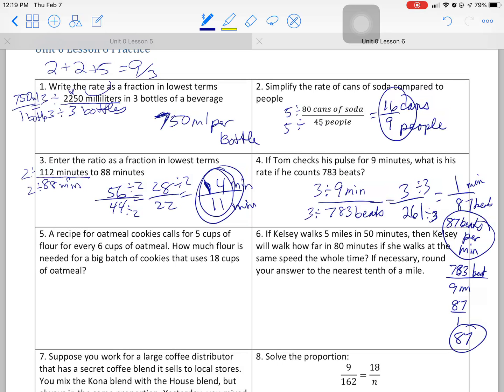He checks his pulse for 9 minutes. What is his rate if he counts this many beats? So it really doesn't say this to that. So either way is fine. I want to say the ones on the test are not obscure like that. Remember, the test is going to be on everything we've done since day 1. So there's very few of each kind. So hopefully, when we go over the review, you can tell that they'll be a little more specific.